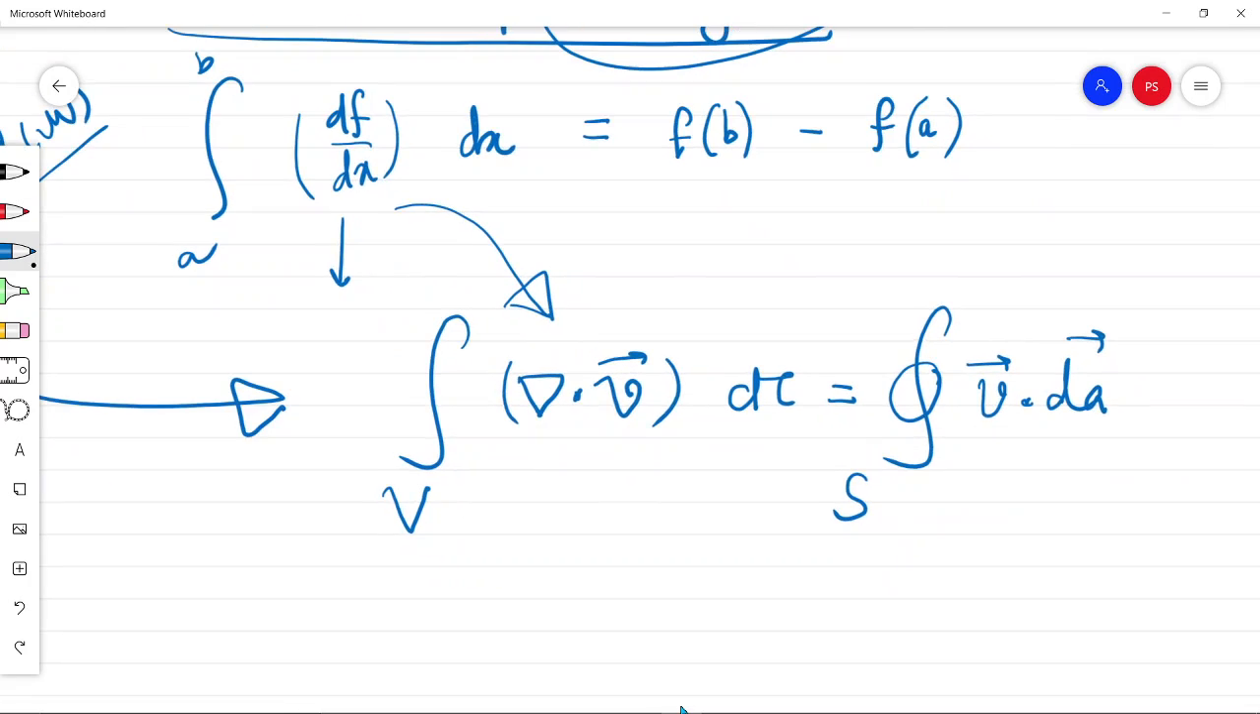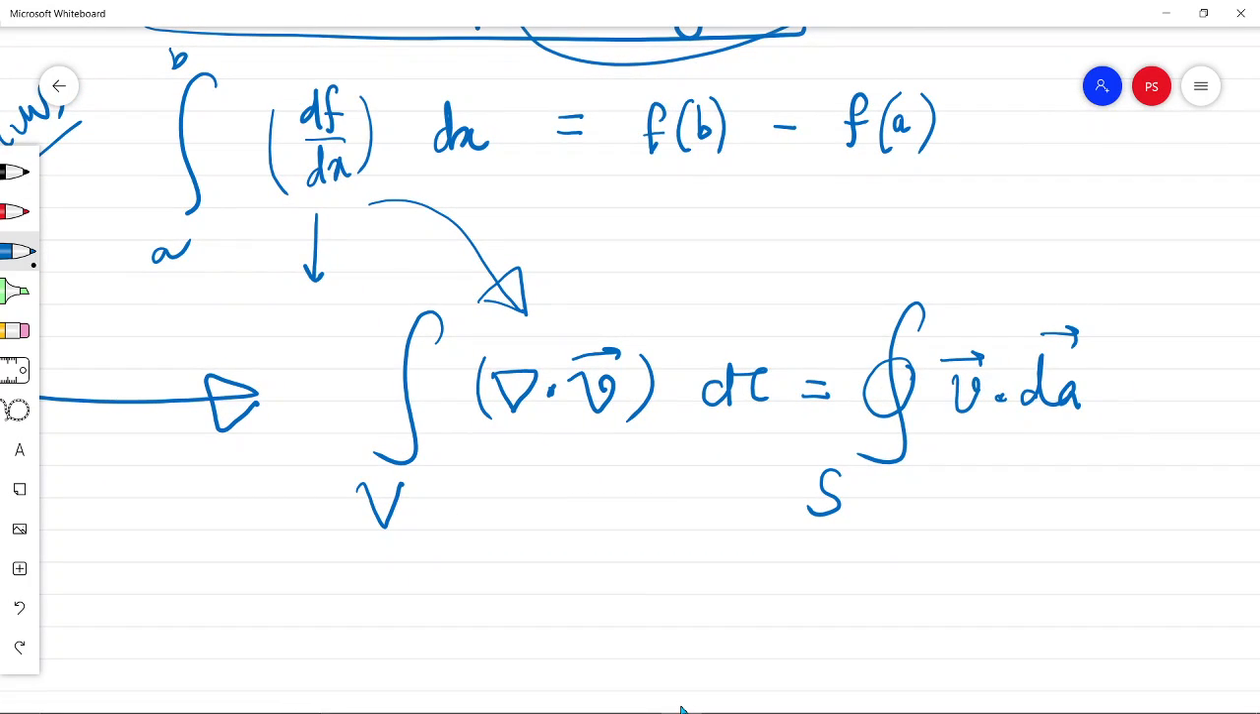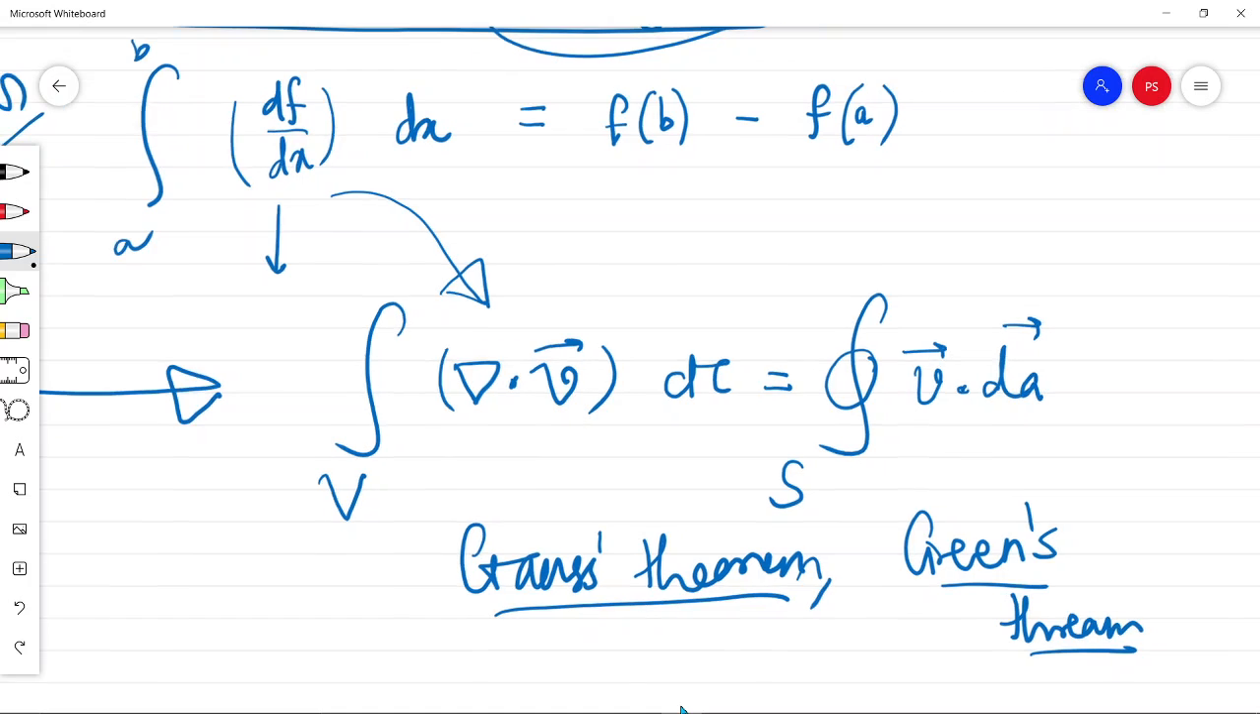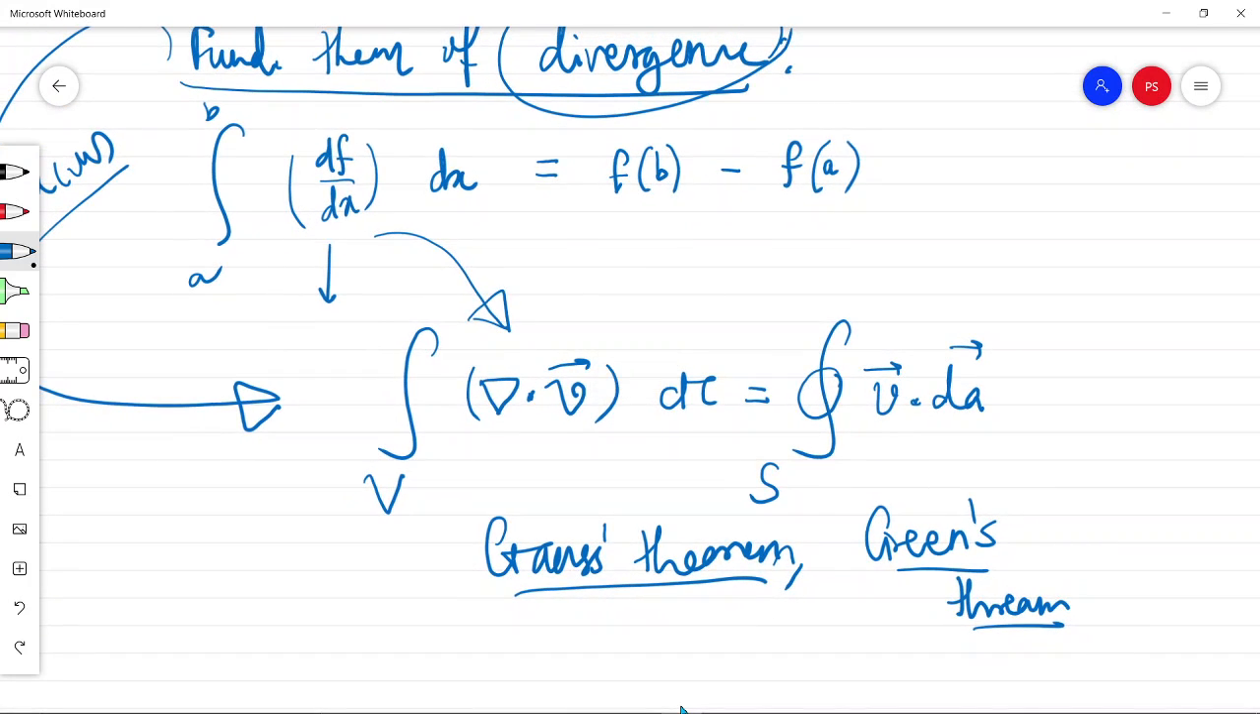This type of form we have already seen in electrostatics. It is the well-known Gauss theorem. So alternatively, this theorem is sometimes also called Gauss theorem, or in mathematics, this theorem is usually known by the name Green's theorem. So these are just the alternate names of the fundamental theorem of divergence.